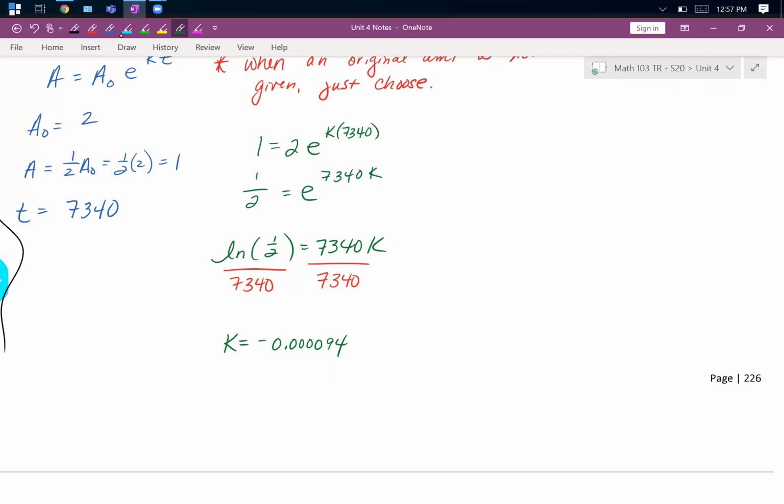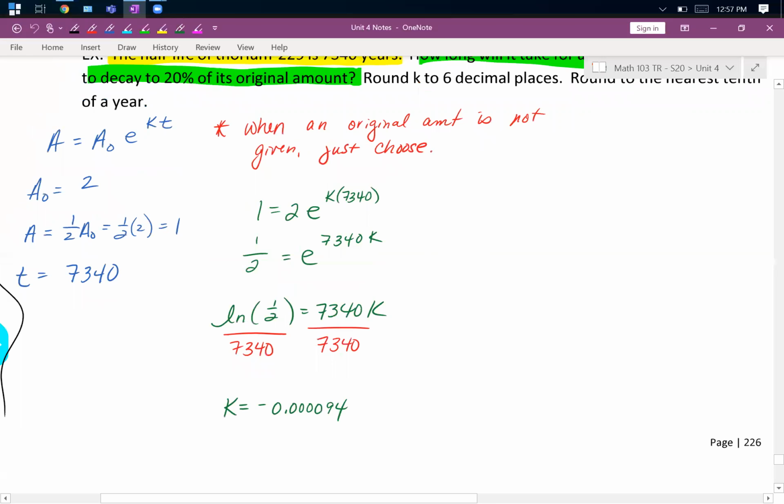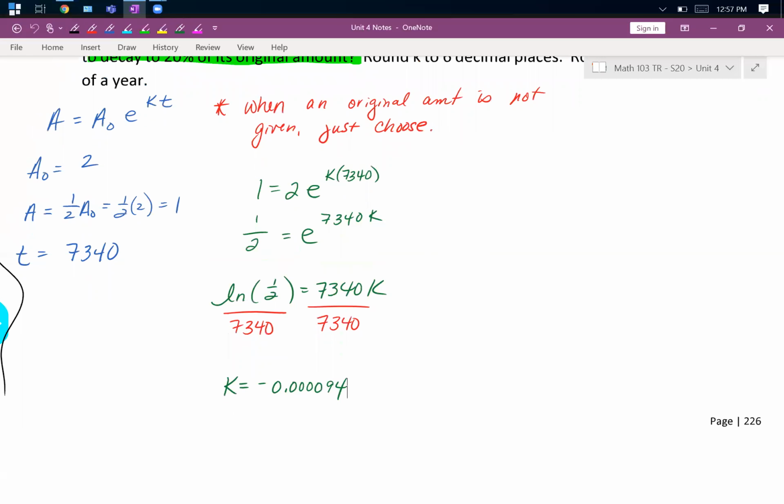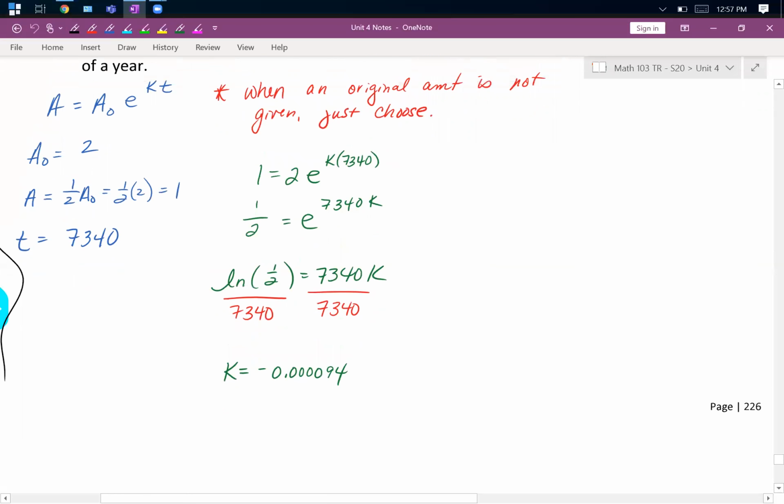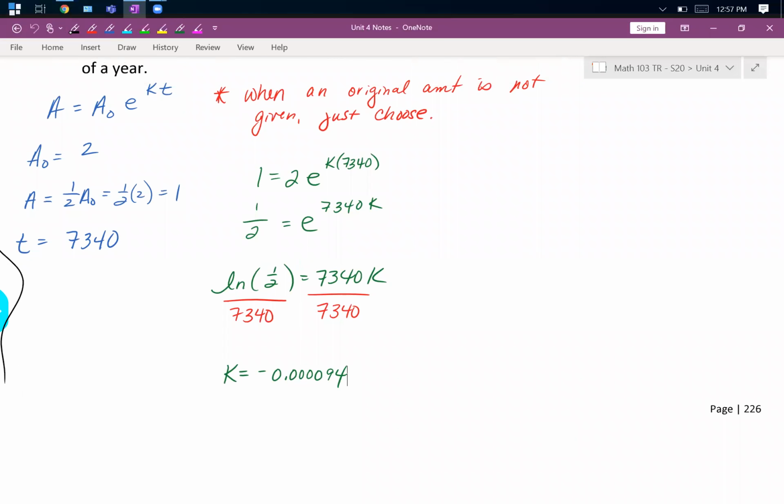All right, so now I need to write my equation that I'm actually going to use to answer my next question. Because an original amount was not given, we're not going to plug anything in for a sub 0. We're just going to leave it generic. So the equation that we're going to use to answer the question is A equals a sub 0 times e to the negative 0.0000094 t power.